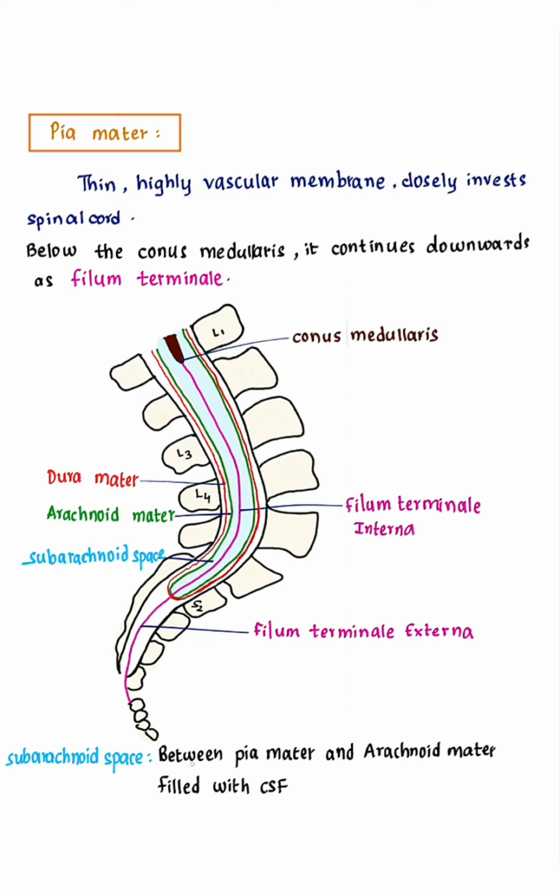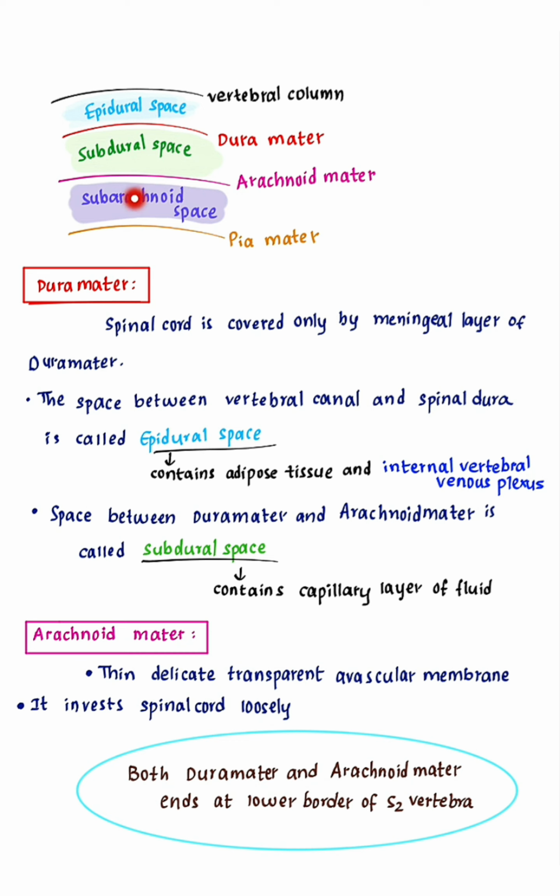Subarachnoid space. The space present between pia mater and arachnoid mater is called the subarachnoid space. It is filled with CSF, cerebrospinal fluid.